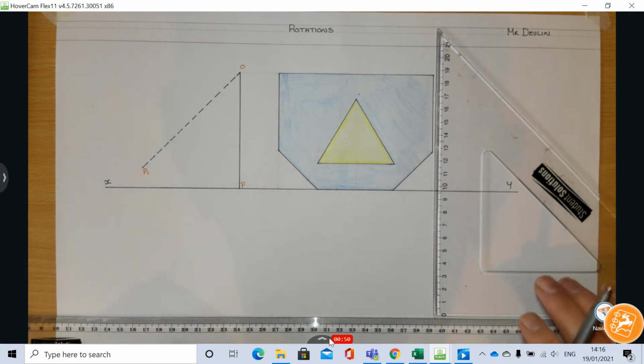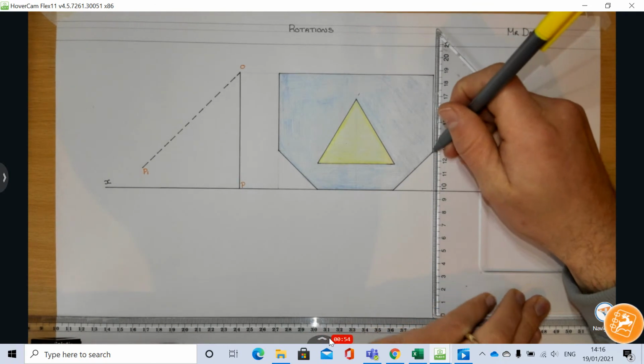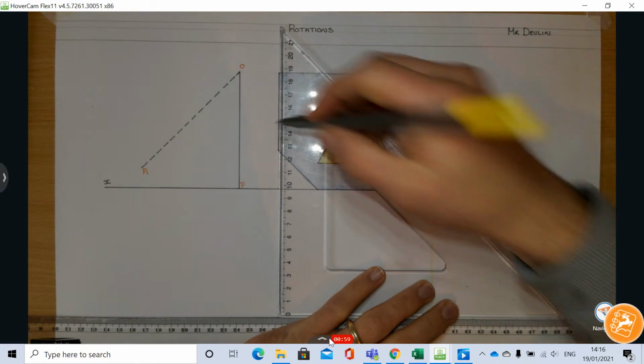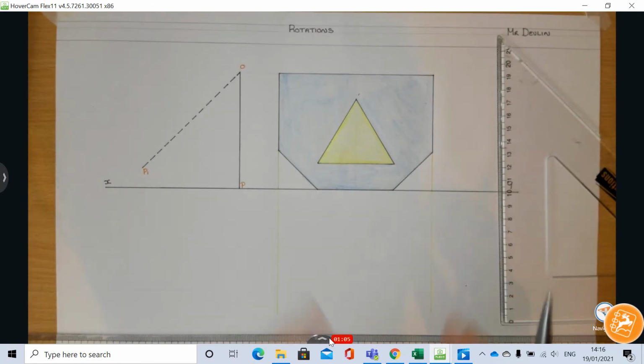So what we're going to do is locate the plan first. We're going to drop all our lines from our elevation down. I'm going to do the two outer lines first. Now I have roughly the area where my plan goes.